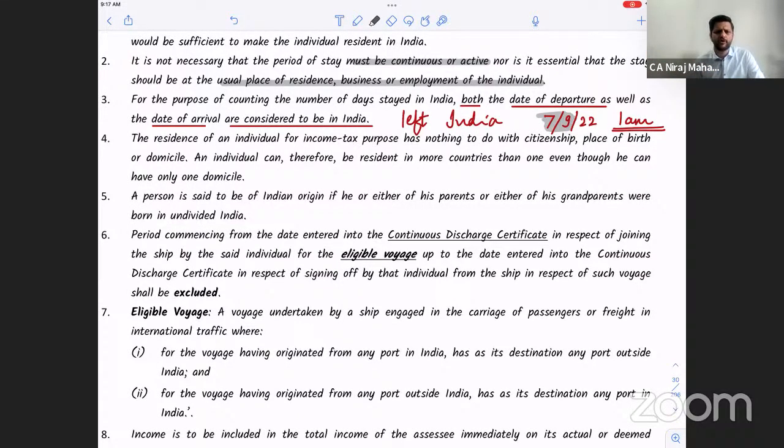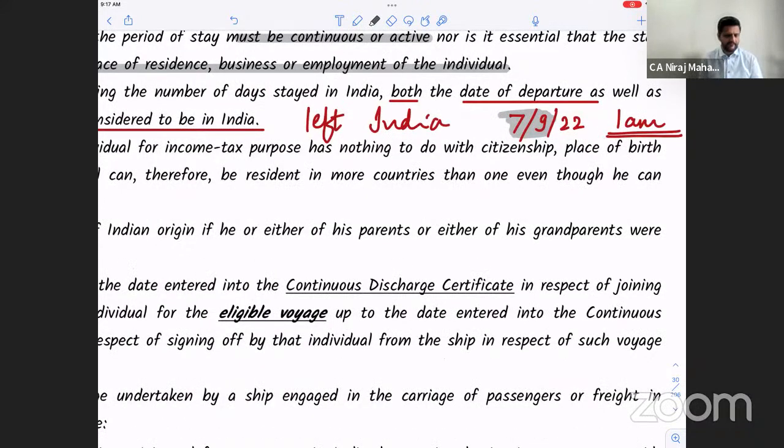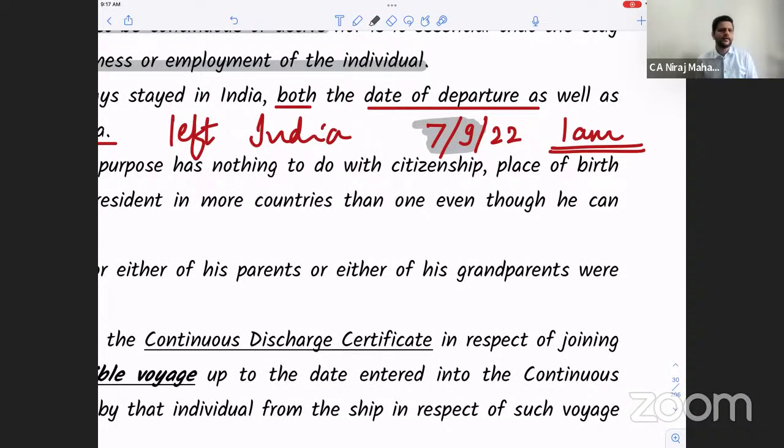So simple question, bachcho, for how long is he staying in India on 7th September? Entire 24 hours, 1 hour, 11 hours? How much, bachcho? 23 hours? How many hours is he staying in India for 7th September? Tell me quickly, all of you. Only for 1 hour he is staying in India. Agreed till here? The flight left India on 7th September, 1 a.m.